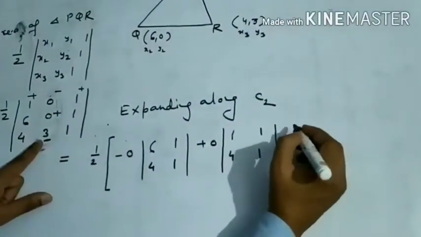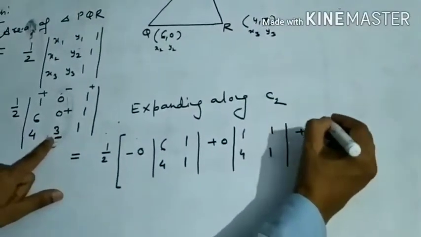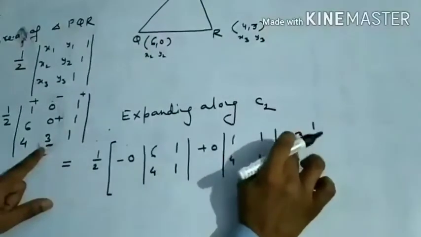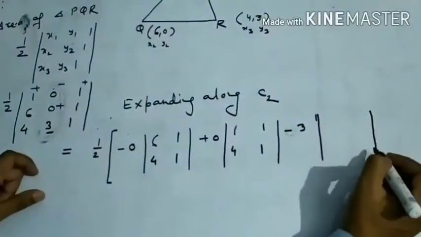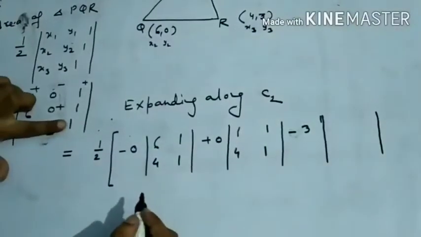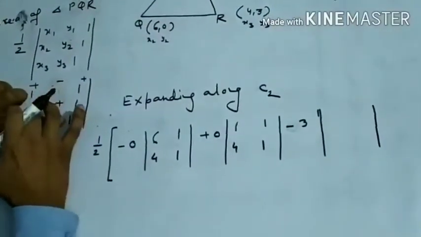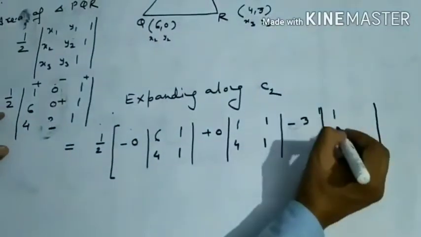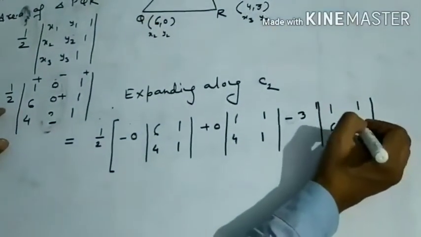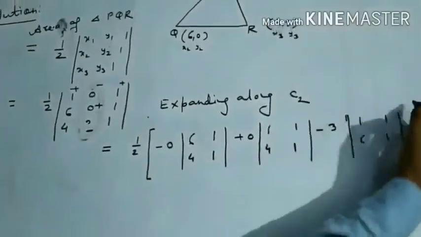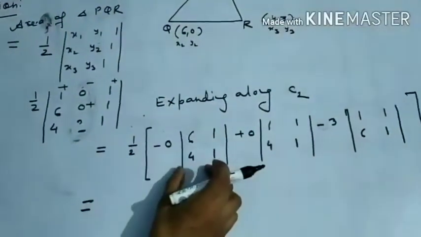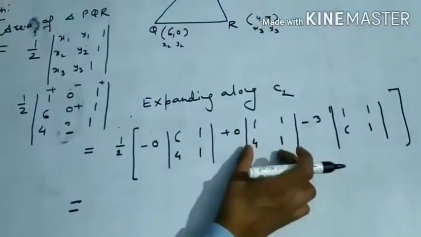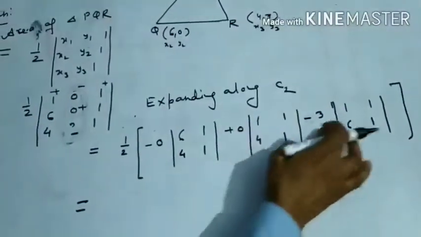minus 3 times the subdeterminant after leaving the third row and second column, which is 1, 1, 6, 1. Now minus 0 multiplied by this is 0, and plus 0 multiplied by this is 0, so both terms are 0 and only this term is left.